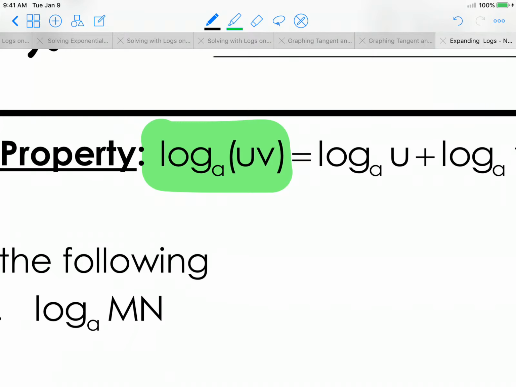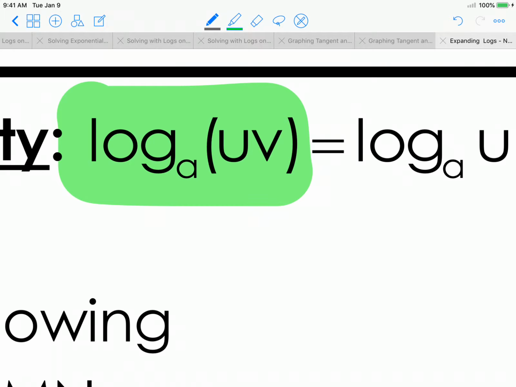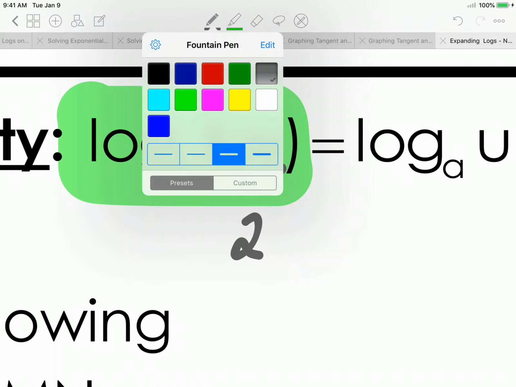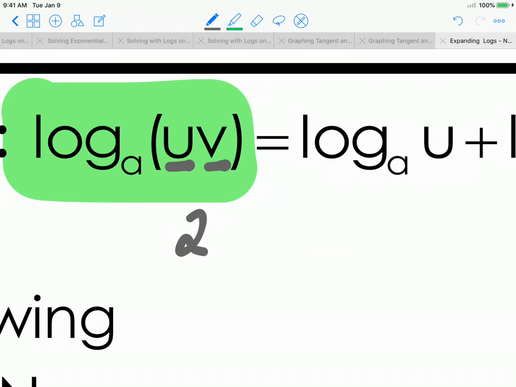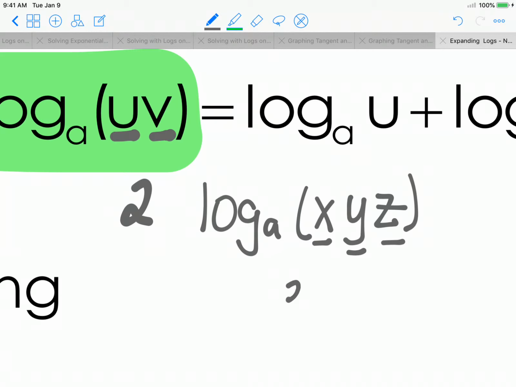You look to see how many, I don't want to use the word terms, but if you were to look at how many variables or numbers you have here, you would tell me 2. So you're going to need 2 logs here to expand this. But if you had something like this, I'm just going to make up something, because you have 3, you're going to have 3 logs in the end when you're expanding them. Okay, so that's the first thing to talk about.